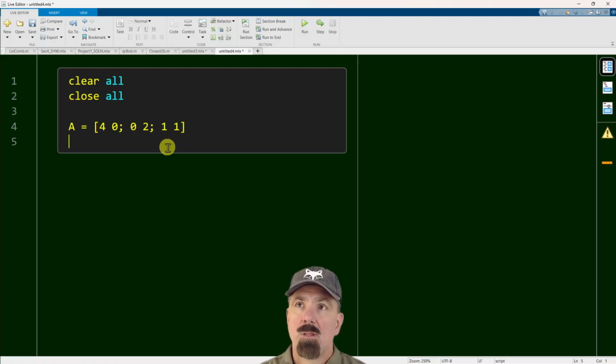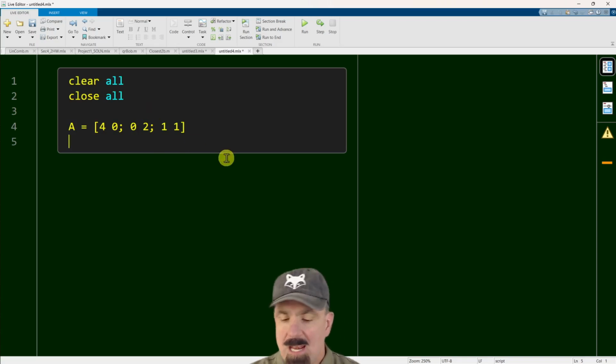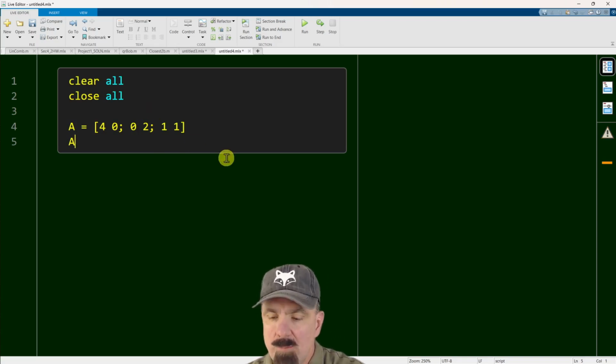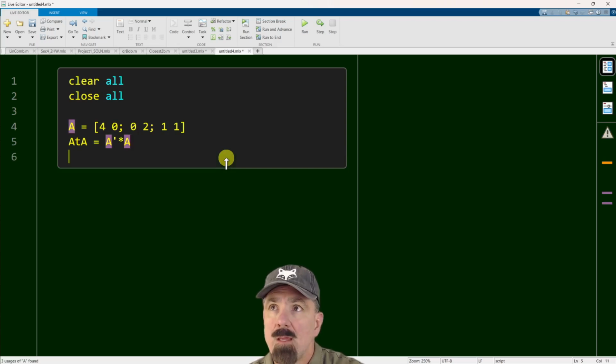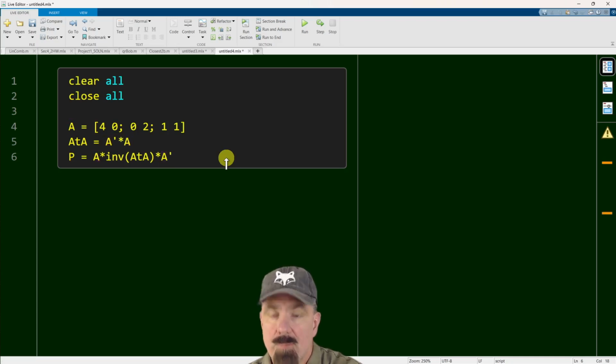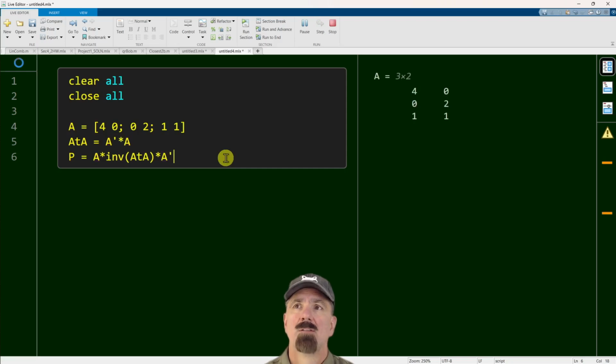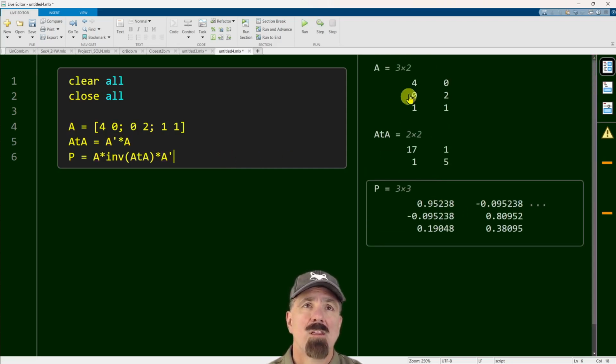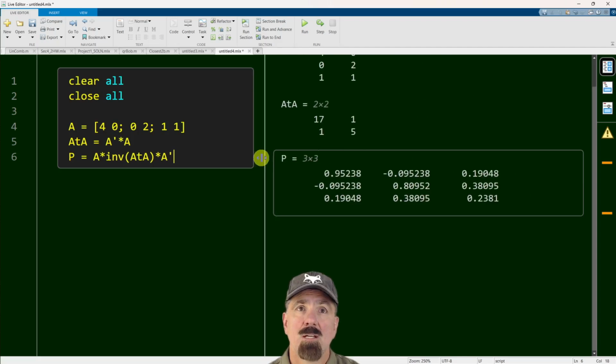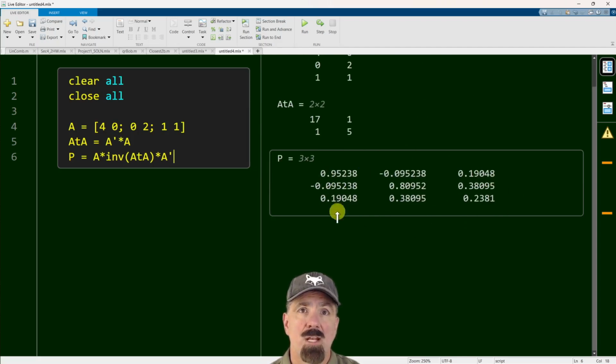So I've pulled up a live script here in MATLAB, and now we're just going to build. First, we're going to build A transpose A, which of course is A transpose times A. And then the projection matrix is equal to A times the inverse of A transpose A multiplied times A transpose. Let's run this and see what we end up with. So we start out with our matrix here. Here's A transpose A, and then the resulting projection matrix is right here.